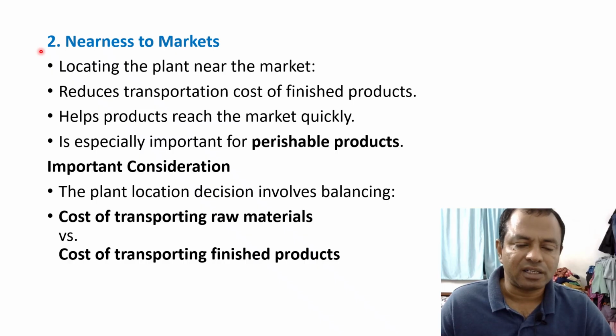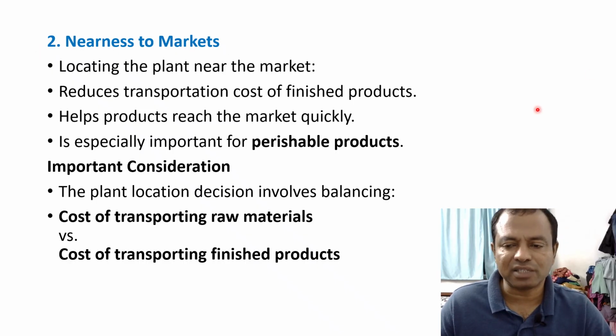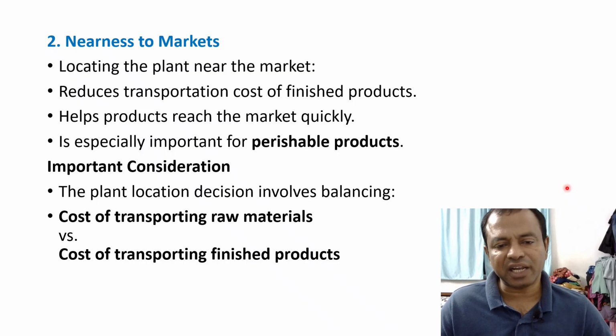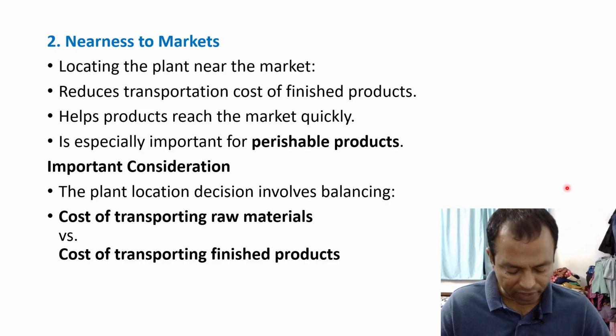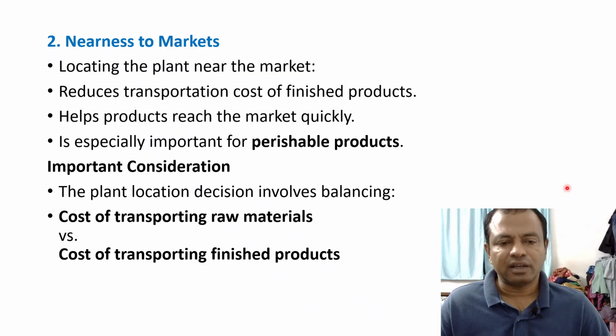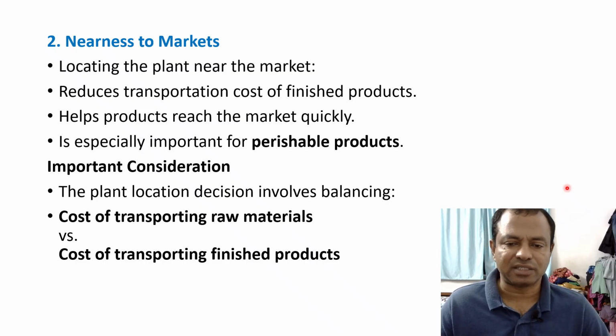Then nearness to market. Market is the place where we will be selling our finished products. So if the market is near to the plant, that will reduce the cost of finished goods because we can reduce the transportation of the finished goods. So it will help the products to reach the market quickly. It is especially important for perishable products. If perishable products are our products, then our plant should be located near the market where we are selling the product.